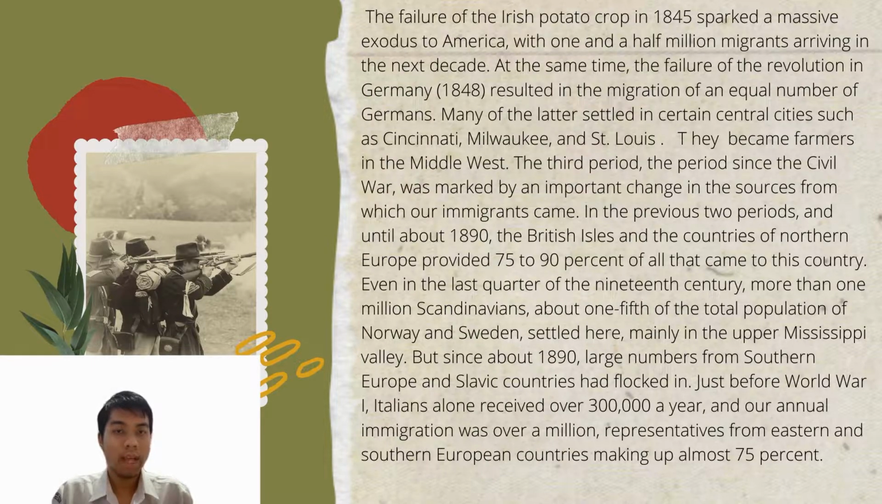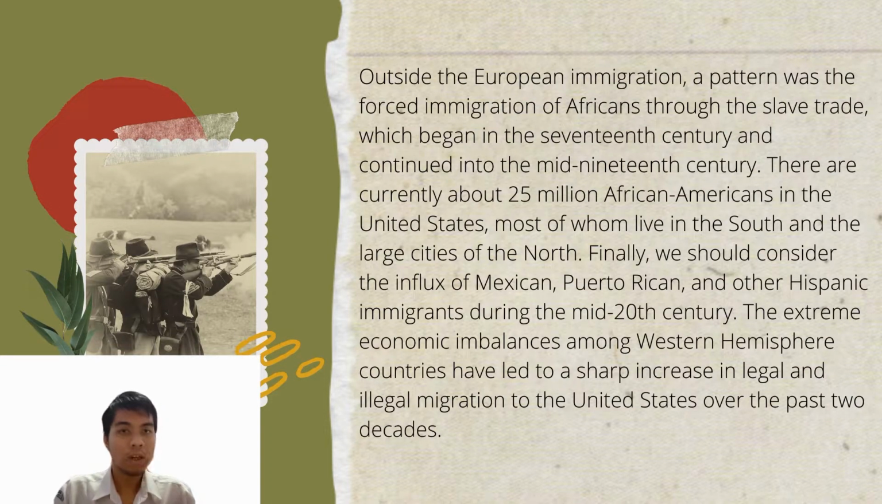But since about 1890, large numbers from Southern Europe and Slavic countries had flocked in. Just before World War I, Italians alone received over 300,000 a year, and our annual immigration was over 1 million, with representatives from Eastern and Southern European countries making up almost 75%. Outside the European immigration, a pattern was the forced immigration of Africans through the slave trade, which began in the 17th century and continued into the mid-19th century.